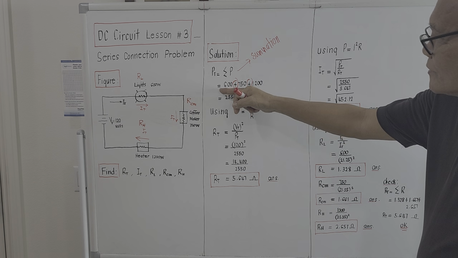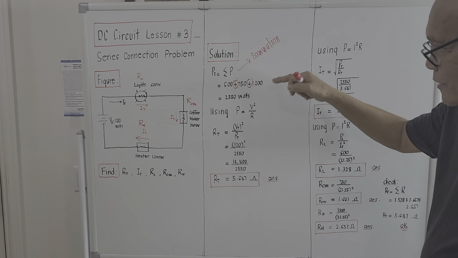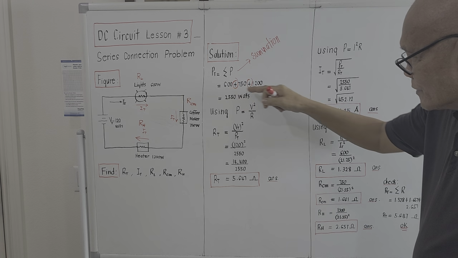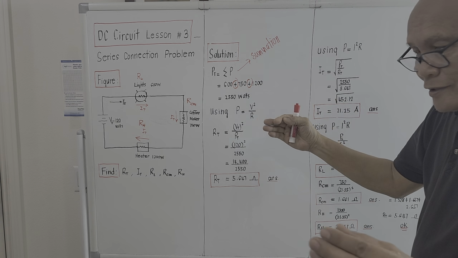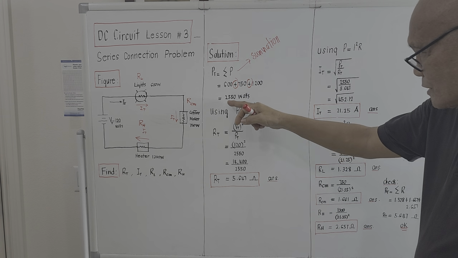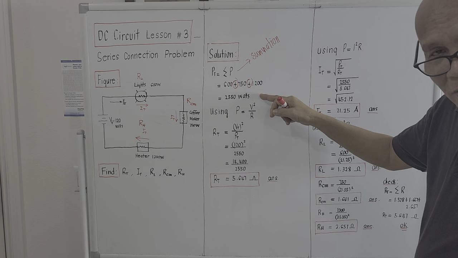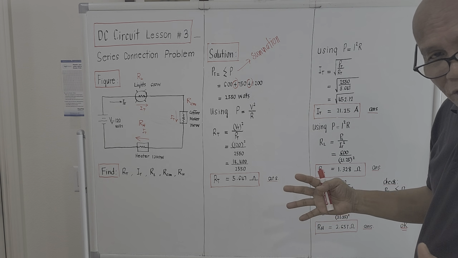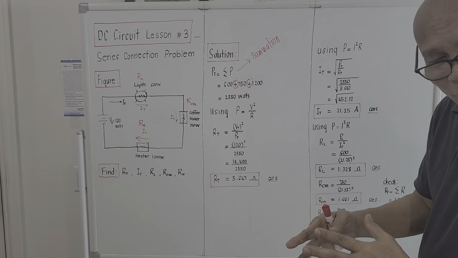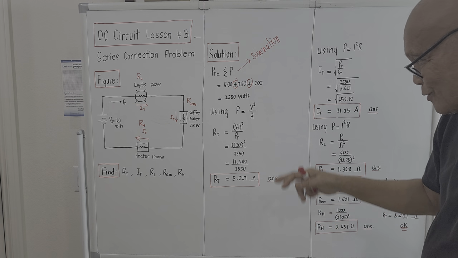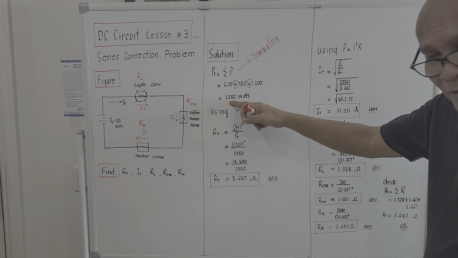So 600 plus 750 plus 1200, they are all real numbers. If we take the sum, this will be 2550 watts. As simple as that. There is no imaginary part, since we are on a DC circuit. So this is just a pure real part.